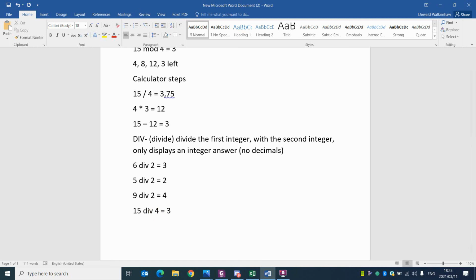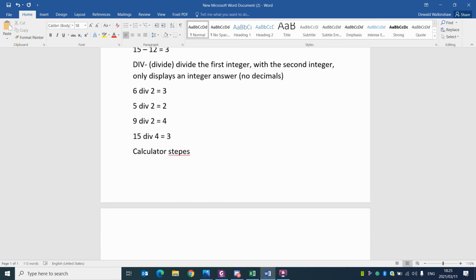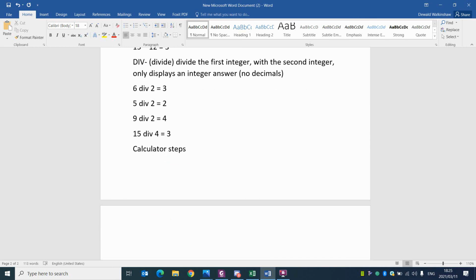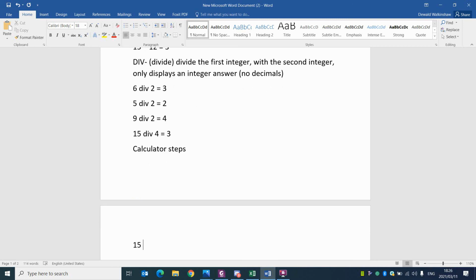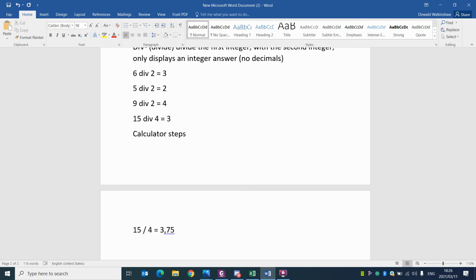Yes, sir. So I'm gonna type here. To do it on a calculator, the spelling is bad today. The calculator steps would literally be, let's do the last one again, the 15. So it would be 15 divided by 4. That will give you an answer of 3.75. And then the next step is take the whole number and throw away the decimal.